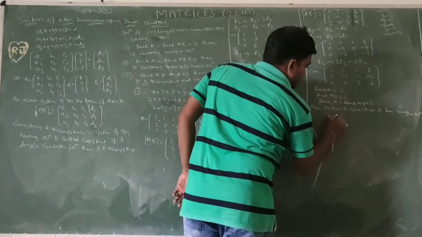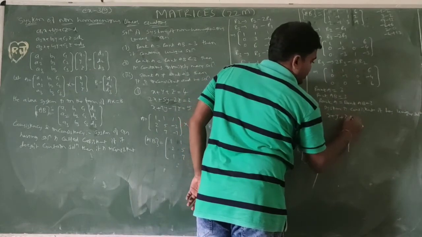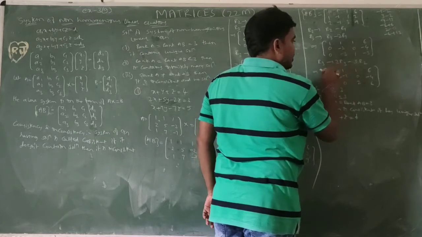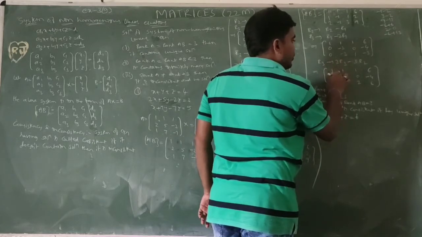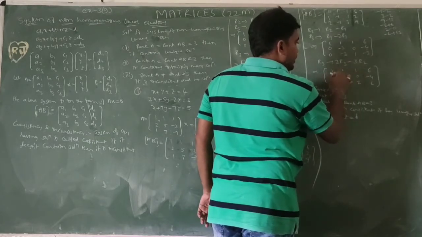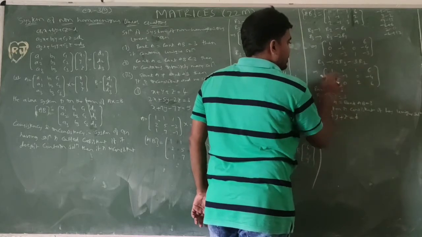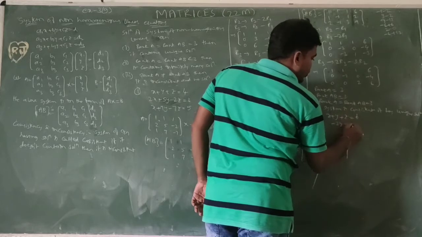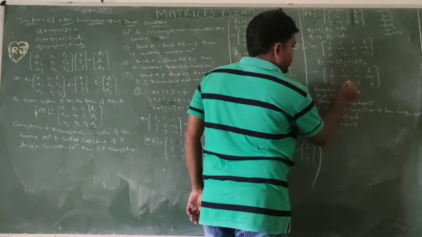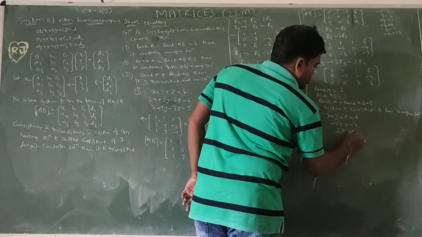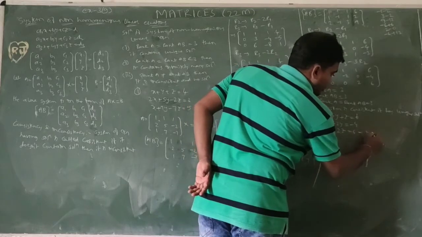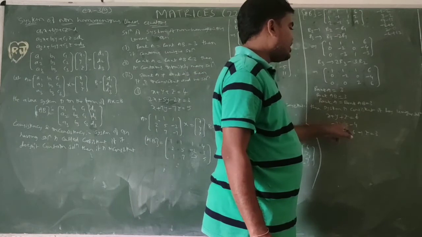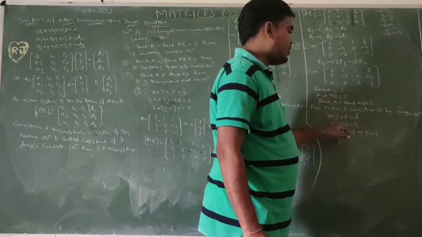x plus y plus z equal to 6. This is the x position, y position, z position: 1 into x, 1 into y, 1 into z, so x plus y plus z equals 6. Next, 0x minus 2y, 0z equals minus 4. Next, 0x, 0y, 2z equals 6. So 2z equals 6, z equals 3. Actually, for the y equation, we need to substitute the z value.